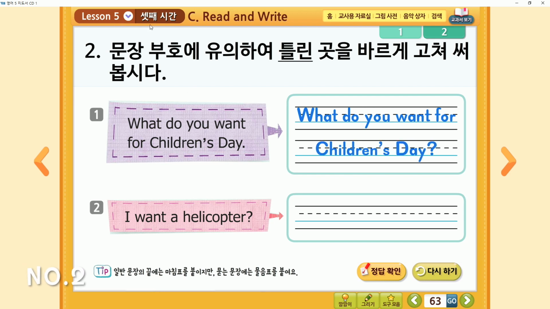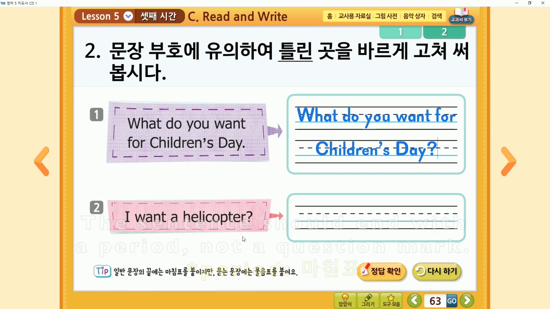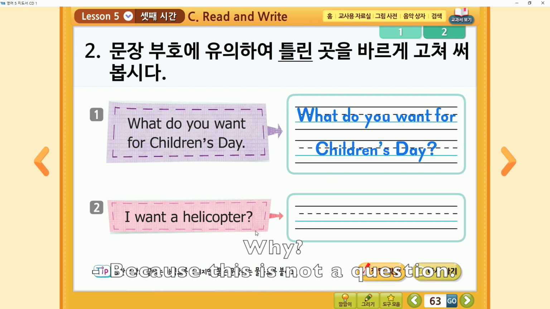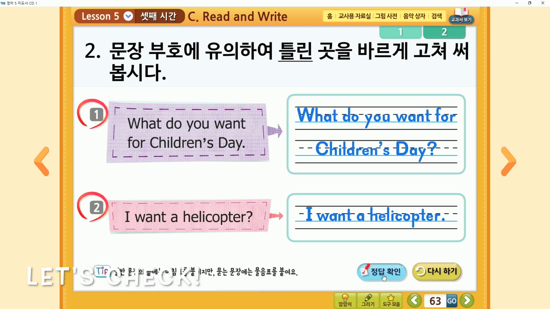And number two. What's the mistake? Yes, the sentence should end with a period, not a question mark. Why? Because it's not a question. So let's correct the mistake. Let's check. Good job.